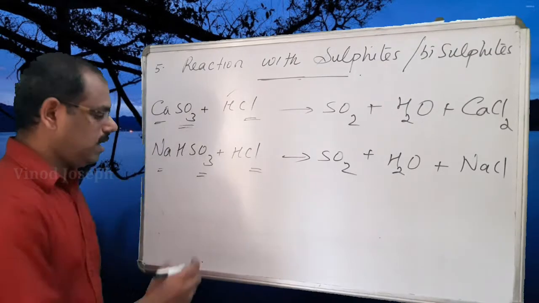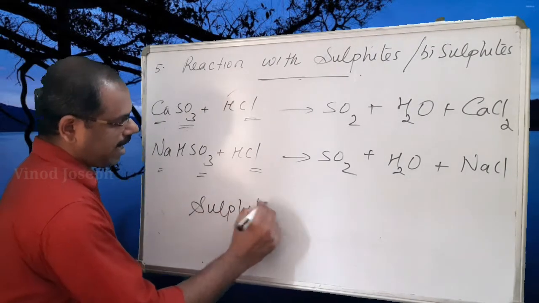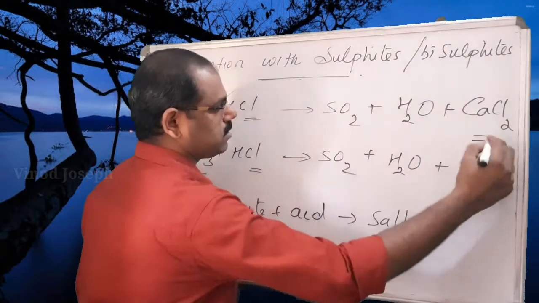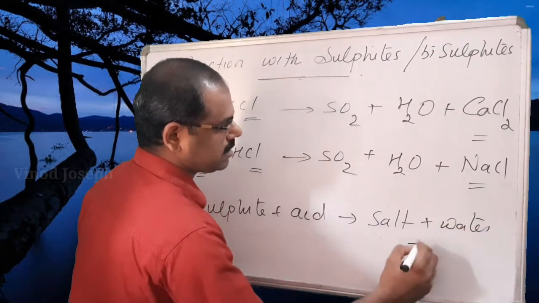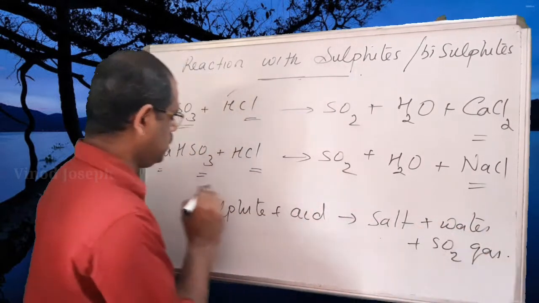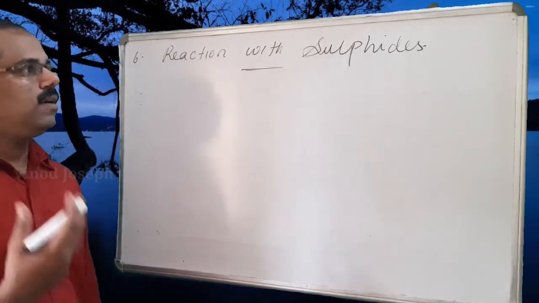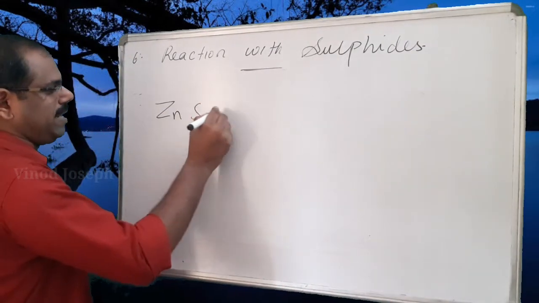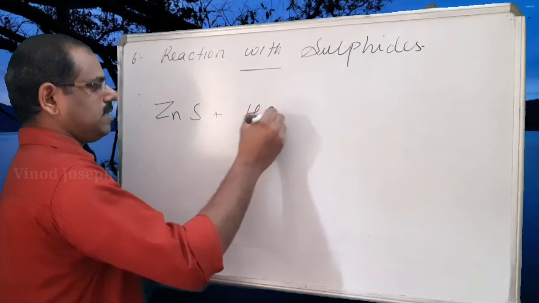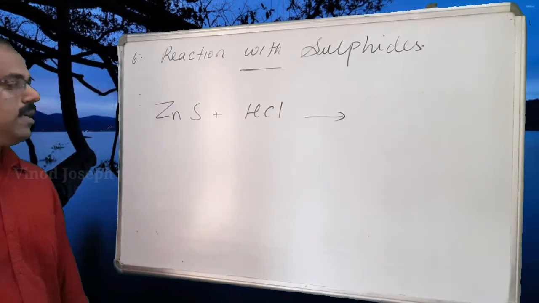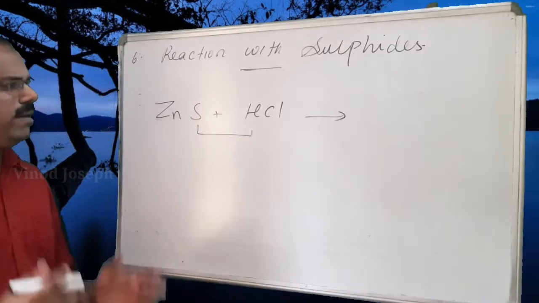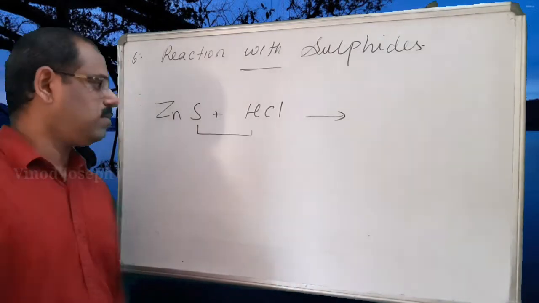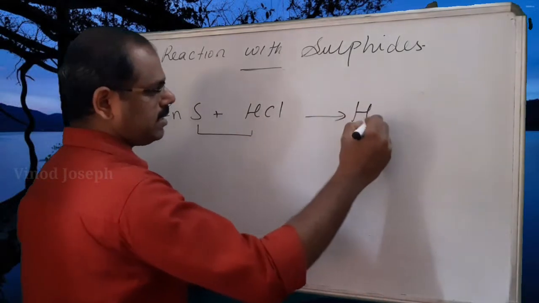How do we make the general formula? Sulphite reacts with acid and gives a salt plus water plus SO2 gas. Next, we see how sulphides react with acids. We have zinc sulphide, ZnS, plus dilute HCl. If it is a sulphide, sulphide with hydrogen. By looking at this equation, you can easily identify it's a double decomposition reaction. Hydrogen and sulfur give hydrogen sulfide, H2S.